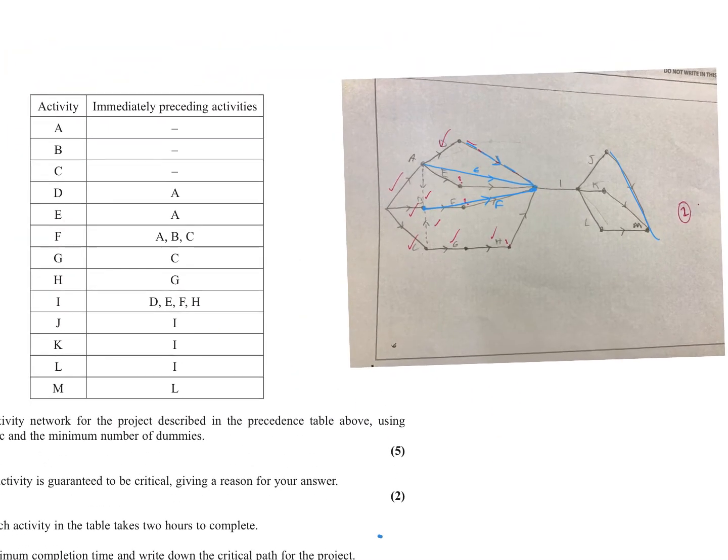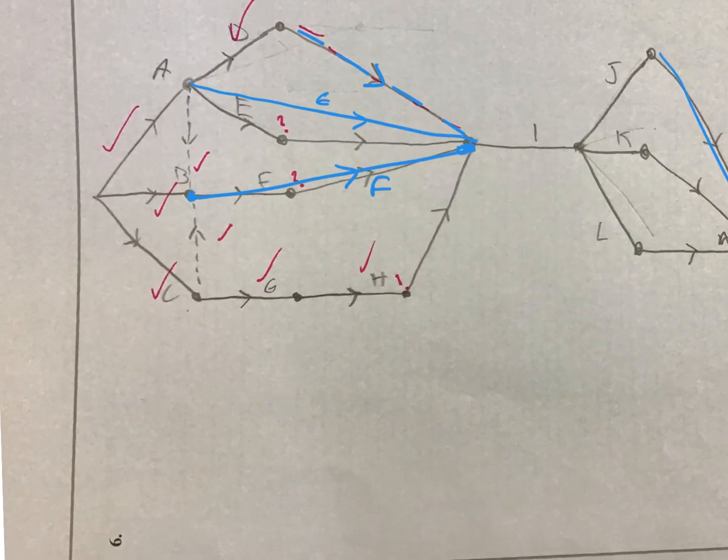Now, something else we have to look at is, remember, if you were given this network and then you had to draw the precedence table after, does it make sense? For example, is G dependent on C? Yes. Okay, it is. If, however, this dummy was facing the other way, that would mean that G is dependent on B and C. So we have to be really careful, okay?